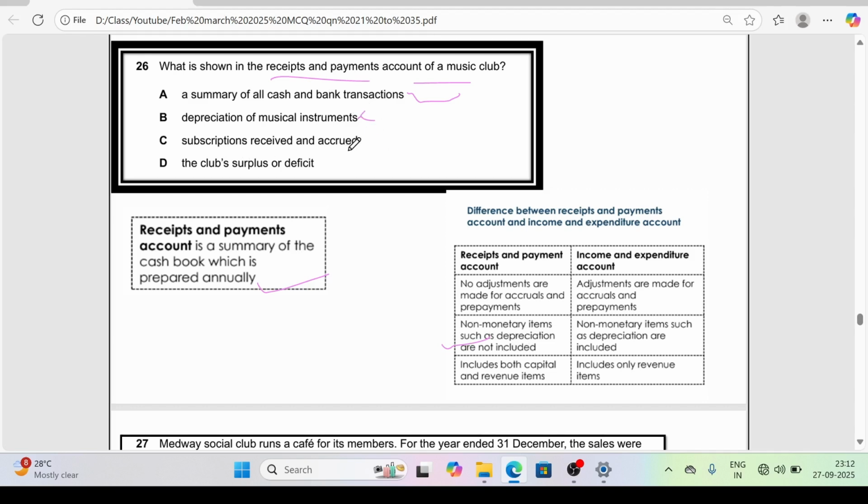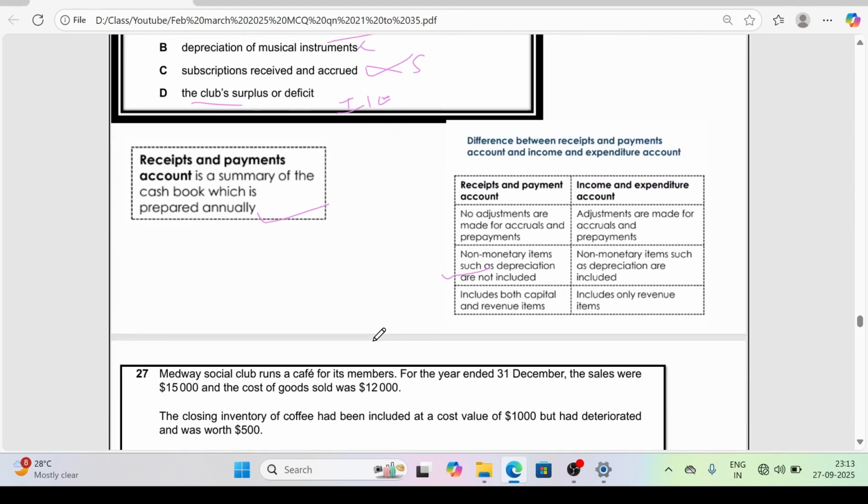Then subscription received and accrued. Subscription received and accrued, everything would be in the subscription account. Then the club surplus and deficit normally go in the income and expenditure account. So the answer I already told you, right? That's A, summary of cash and bank transactions. Then here, income and expenditure account.